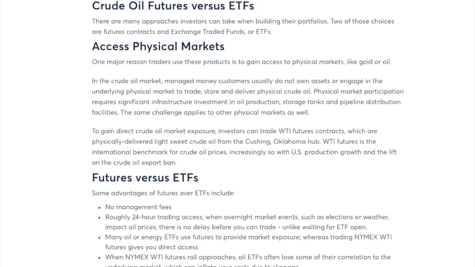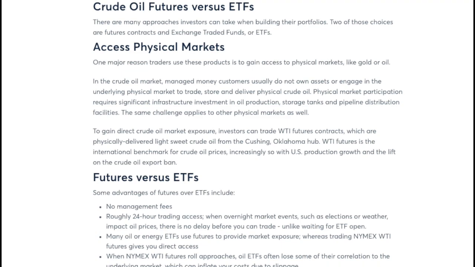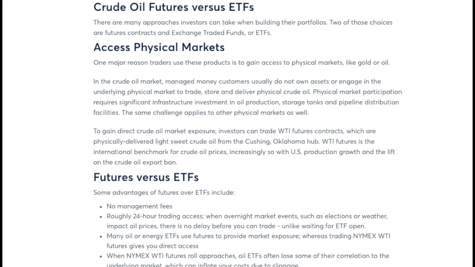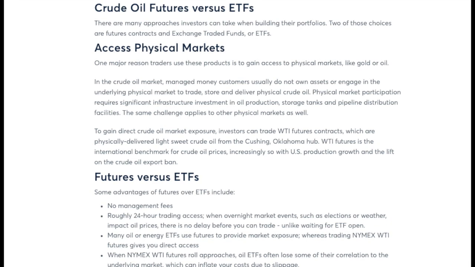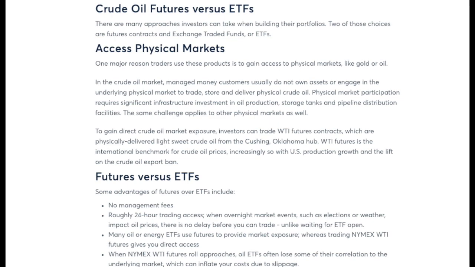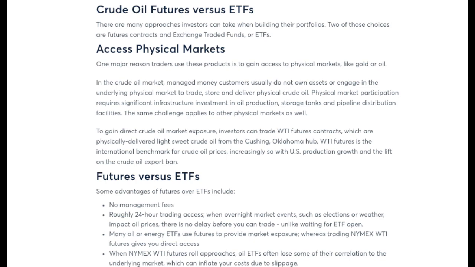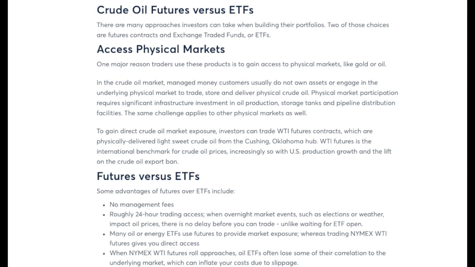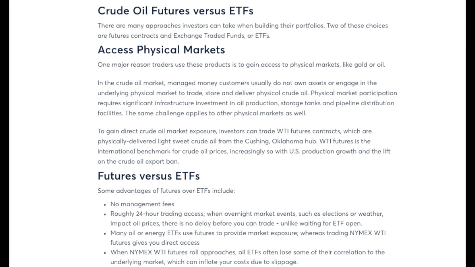Sounds like a risky play, so why do traders choose this fund then? The main reason why traders would use this fund is to gain access to the physical market of oil. Keep in mind that it is very costly to physically participate in the oil market. Physical market participation requires significant infrastructure investment, storage tanks, pipeline distribution facilities, and many other things.